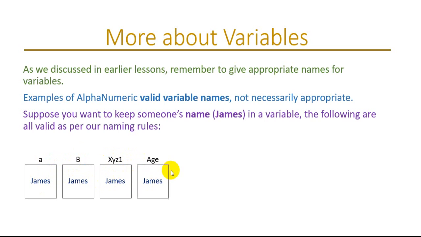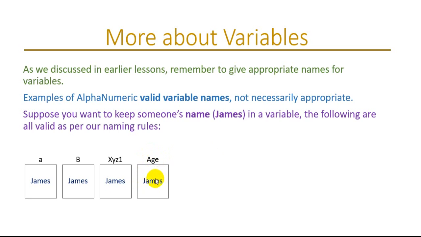Let's see some more. We have created a variable called age and put James in it. This is also no problem, even though age doesn't sound like a variable name for a name. This is valid. That's why I said you can use valid variable names, but they may not be appropriate. In this case it is not appropriate, and we'll come to that in a minute. But if you use this, there's no problem, because we have started with an alphabet, continued with alphabet or numbers, with no spaces in between. So this is a valid variable name, and we have stored the word James.